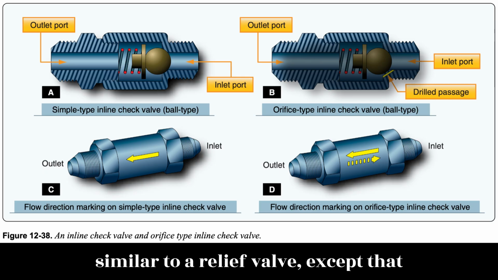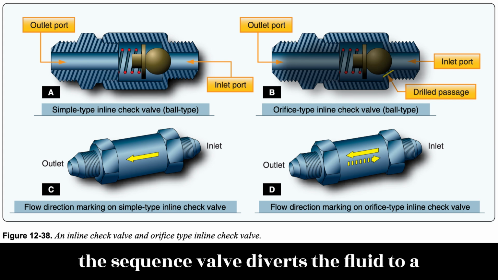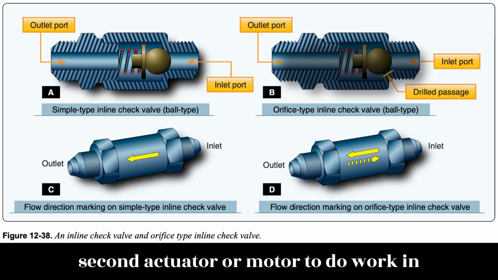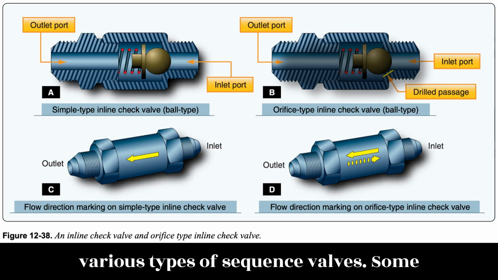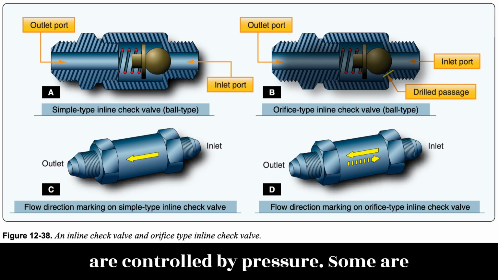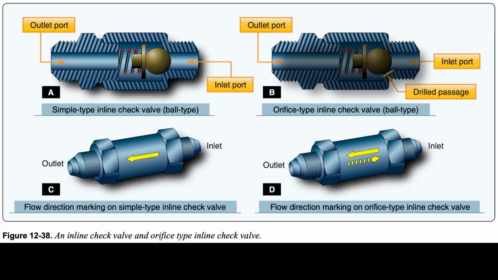A sequence valve is somewhat similar to a relief valve, except that, after the set pressure has been reached, the sequence valve diverts the fluid to a second actuator or motor to do work in another part of the system. There are various types of sequence valves. Some are controlled by pressure, some are controlled mechanically, and some are controlled by electric switches.